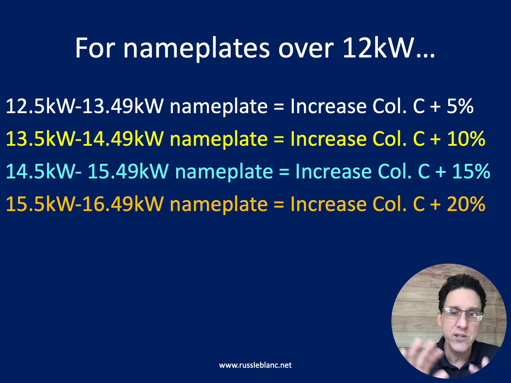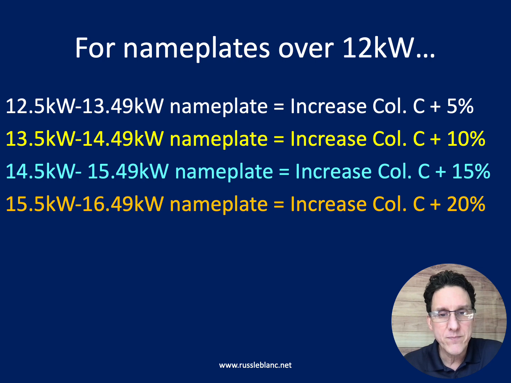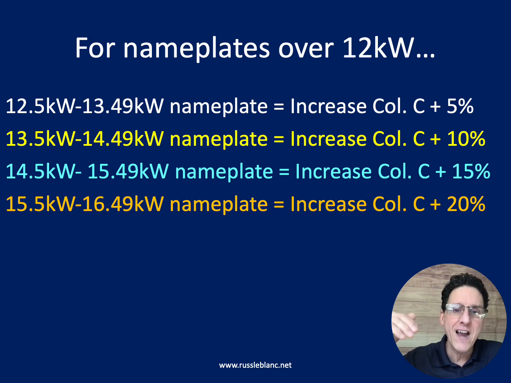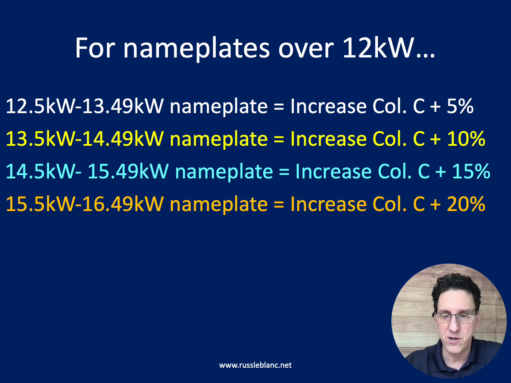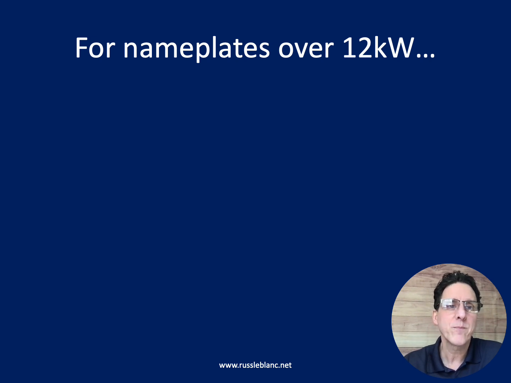And we can keep going, but I'm going to stop there, and there's a reason. You kind of get the idea, right? It's 5% increments. The next tier would be 25%, and then above that would be 30, and so on and so forth. I don't think you'd ever get a nameplate that big, to be honest with you, but it could be possible. So that's why I stopped at 16.49, because I think it's unlikely that you'll get nameplates greater than that. You could, and if you did, then you'd have to increase column C accordingly.